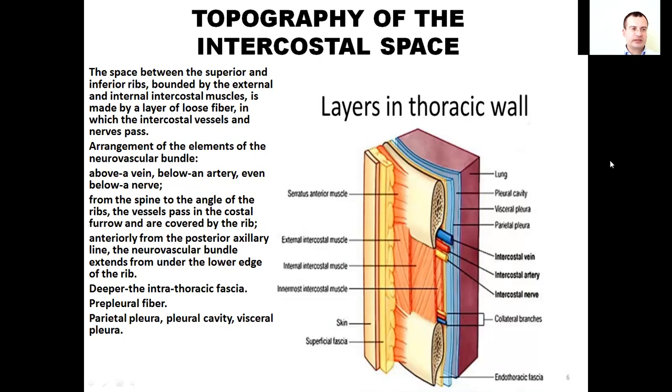Topography of the intercostal space. The space between the superior and inferior ribs, bounded by the external and internal intercostal muscles, is filled by a layer of loose fibre in which the intercostal vessels and nerves pass. The arrangement of the elements of the neurovascular bundle: above a vein, below an artery, even below a nerve. From the spine to the angle of the ribs, the vessels pass in the intercostal furrows and are covered by the rib. Anteriorly, from the posterior axillary line, the neurovascular bundle extends from under the lower edge of the rib. Deeper: the endothoracic fascia, prepleural fibre, parietal pleura, pleural cavity, and visceral pleura.